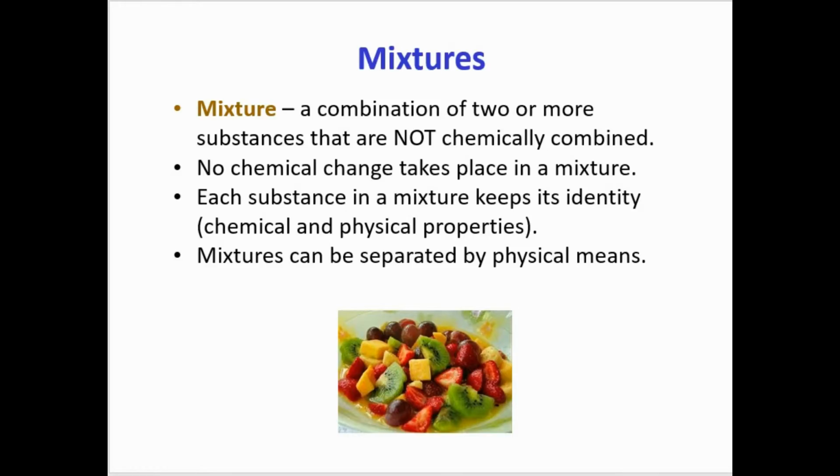Think of a mixed fruit salad. You can see in the picture there. We have some kiwi, we have strawberries, probably some melons, some grapes. Each one of those fruits, even though they're all mixed together, keeps its own identity. That's a good picture of a mixture. In mixtures, we can separate out those elements or those compounds by some physical method, just like we could separate out that fruit mixture by picking each of those out and dividing them into their own separate fruit piles.